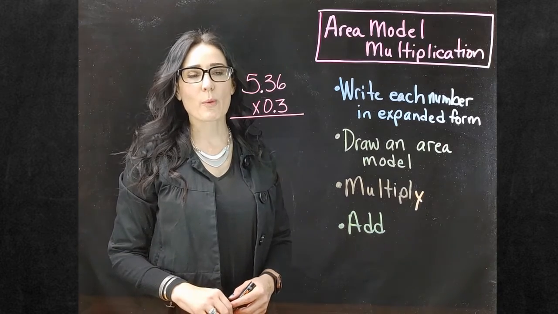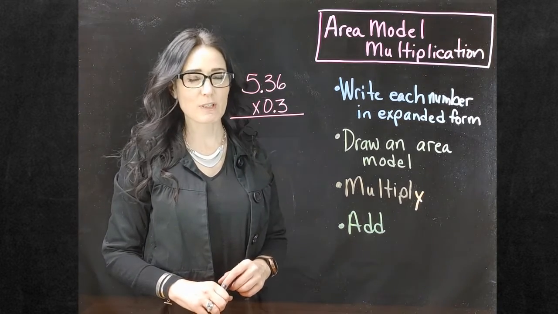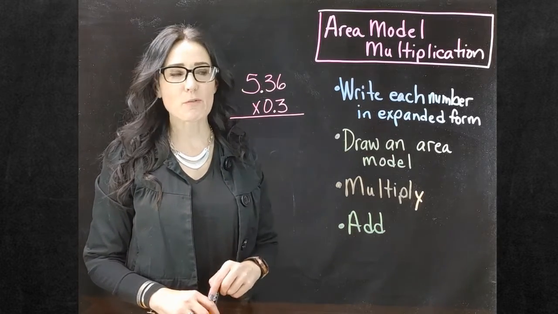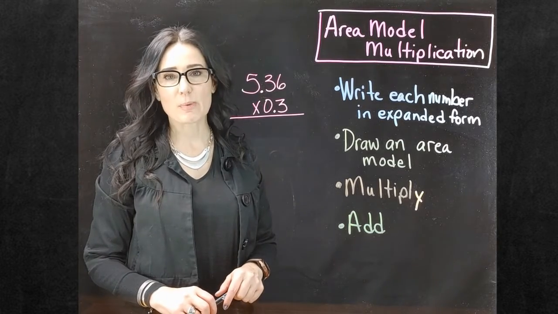So for this video, we're going to be solving this problem, 5 and 36 hundredths times 3/10. We're going to be using the area model, so we'll be writing each number in expanded form. We'll be drawing an area model, multiplying, and then we'll actually be adding.